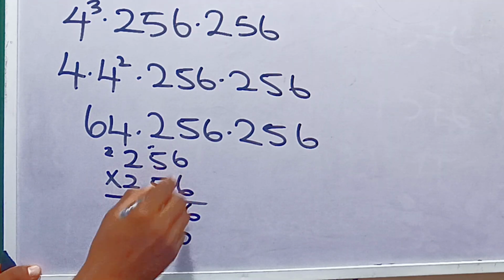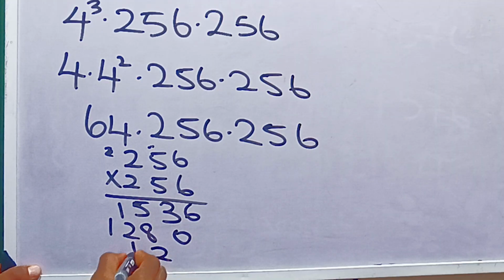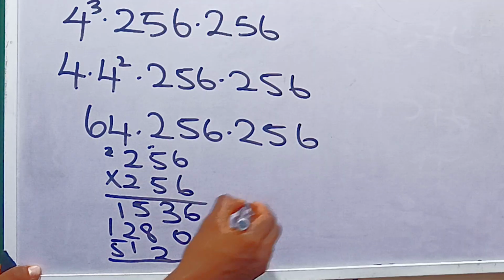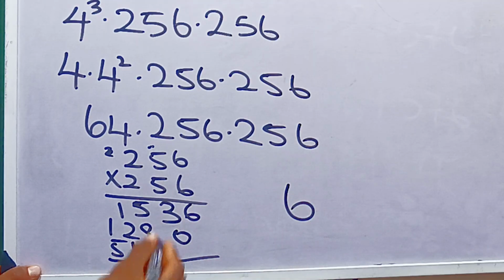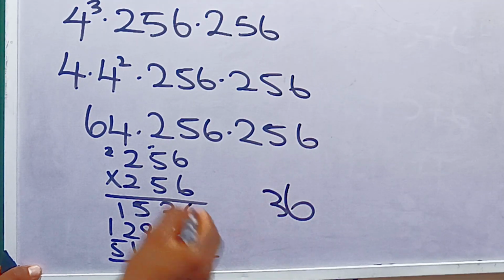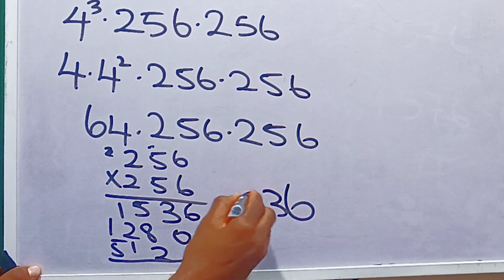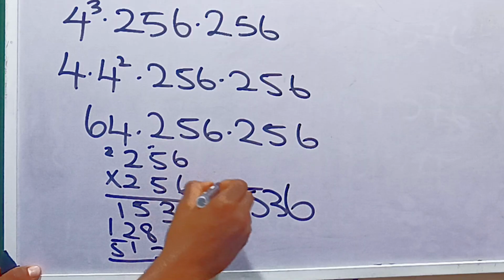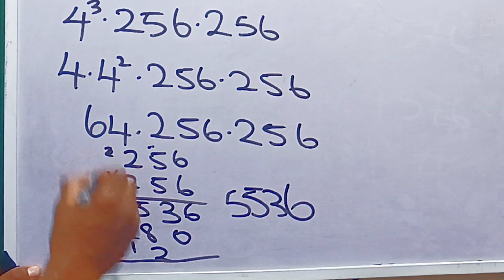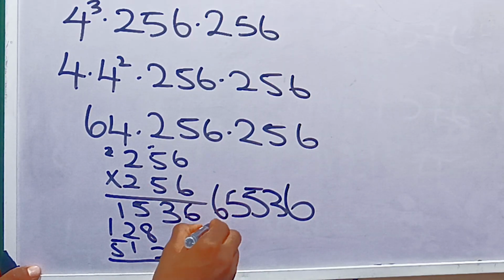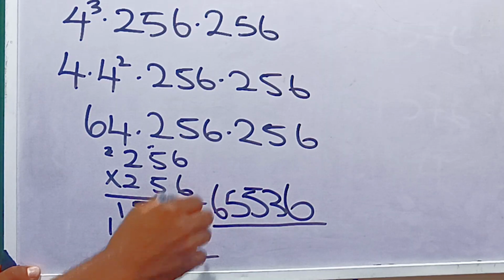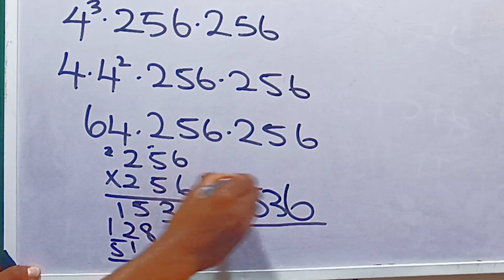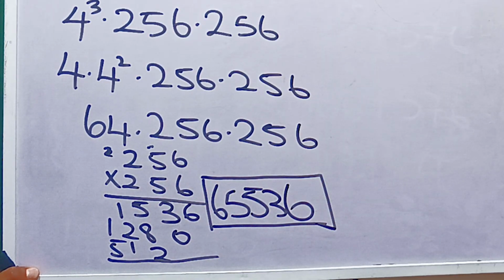256 times 2 is 512. So we write 512. And then we add. We have 6 coming down, so we put 6 here. 3 plus 0 is 3. 5 plus 8 is 13, 13 plus 2 is 15. Put 1 over here. 2 plus 3 is 5. And lastly, 5 plus 1 is 6. Okay, so this is what we have for 256 times 256. Now we'll multiply this by 64 to get our final result for this question. So let's do that now.